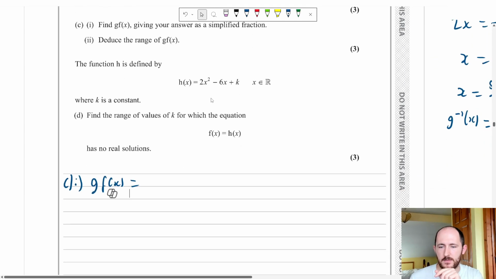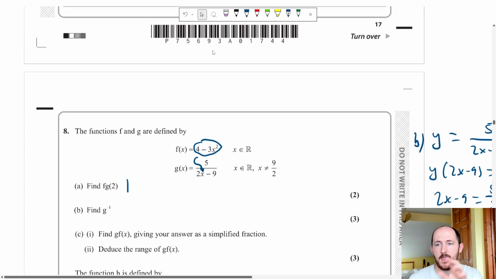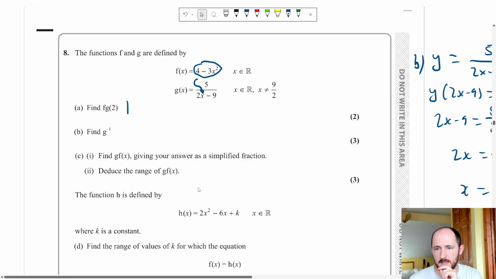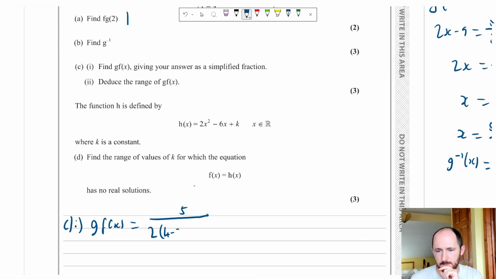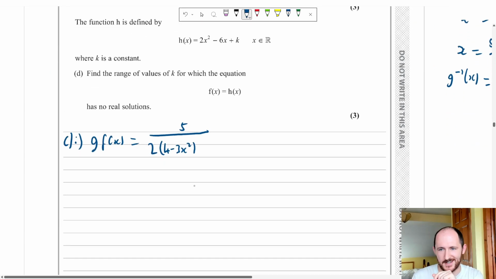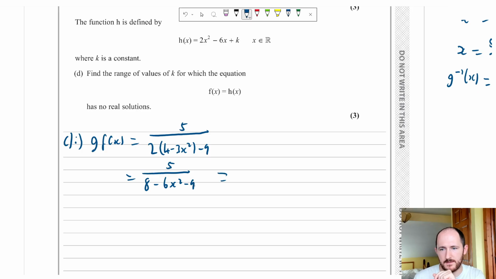we get 5 on the top, then we have 2 brackets, then all of 4 minus 3x squared. What was it, plus 5? No, minus 9. Good thing I didn't just guesstimate that. And we get 5 over 8 minus 6x squared minus 9. So we get 5 over, I'm going to say, minus 6x squared minus 1. I think that might be the nice way to put it. Yeah, that's probably the best way to put it.